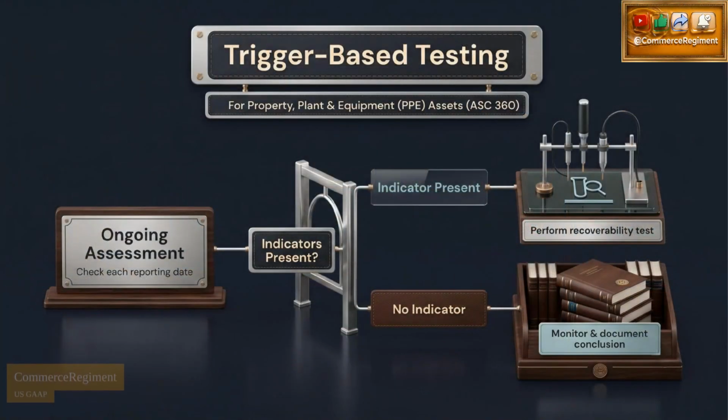ASC 360 uses trigger based testing for property, plant, and equipment. Unlike Goodwill under ASC 350, PPE does not require an automatic annual impairment test for every asset. Instead, accounting assesses whether events or circumstances indicate that carrying amount may not be recoverable. If no indicator is present, a recoverability test is generally not performed, but that conclusion still needs to be actively assessed and documented. No formal test does not mean no review. It means the review did not identify a trigger.